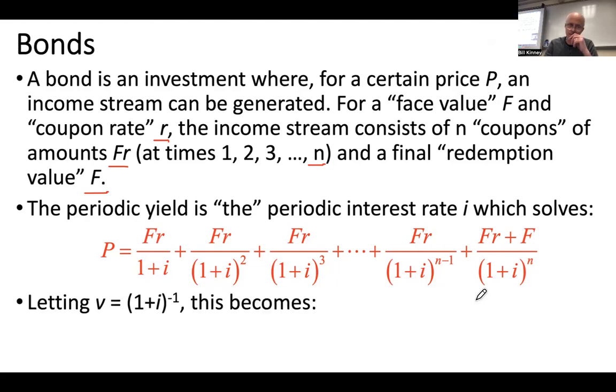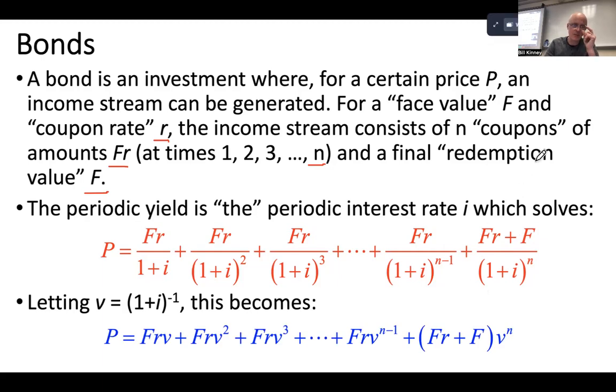You can turn this into a polynomial in V if you let V be 1 plus I to the negative 1. You get an nth degree polynomial in this unknown V. I is called the interest rate or yield rate. V is called the present value discount factor, because you multiply by powers of V to get these present values. Discounting means you're getting these smaller present values than the original amounts.